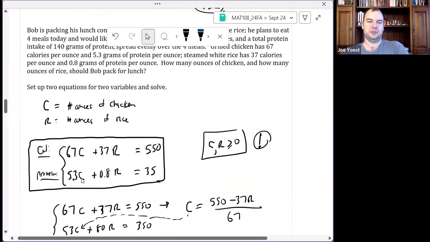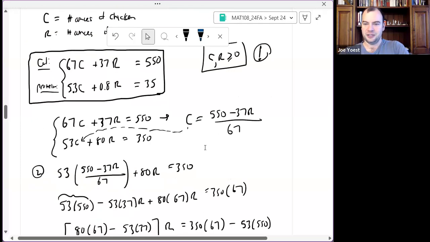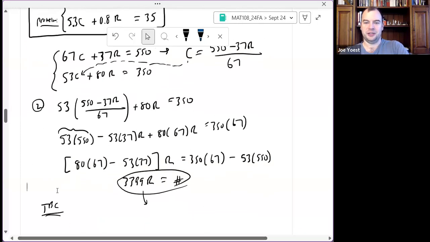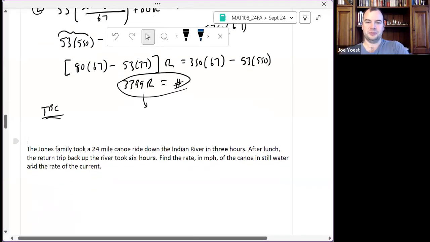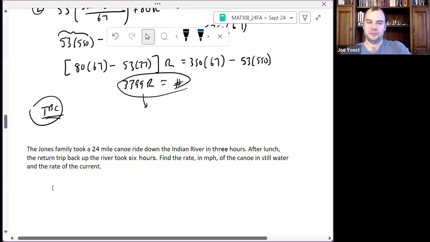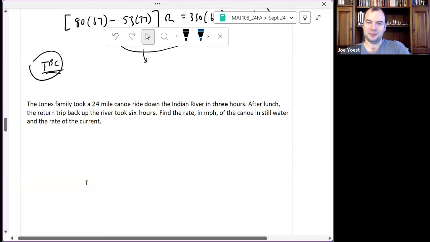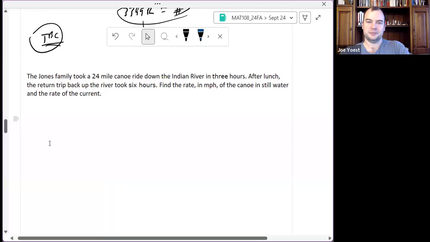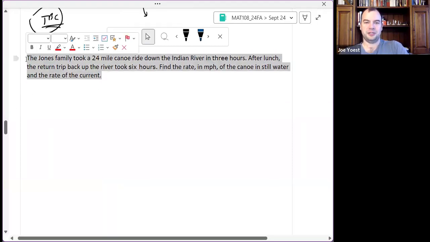But anyway, this is how we would set up the system and work through the solution. And if we had a calculator that was cooperating, we would get the solution this way. But we'll revisit this one next time. I'll type it up and we'll wrap it up when I have the TI-83 working a little bit more reliably. Okay, so next application.